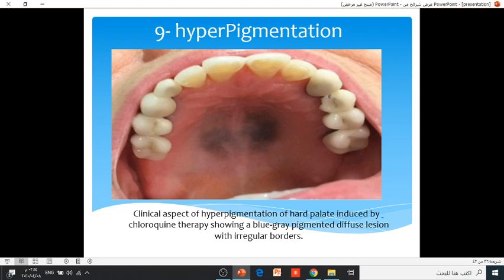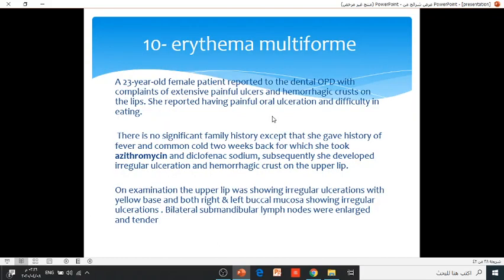Some drugs cause hyperpigmentation as a side effect. As you can see, this is a case of hyperpigmentation of the hard palate induced by chloroquine therapy, showing a blue-gray pigmented diffuse lesion with irregular border.